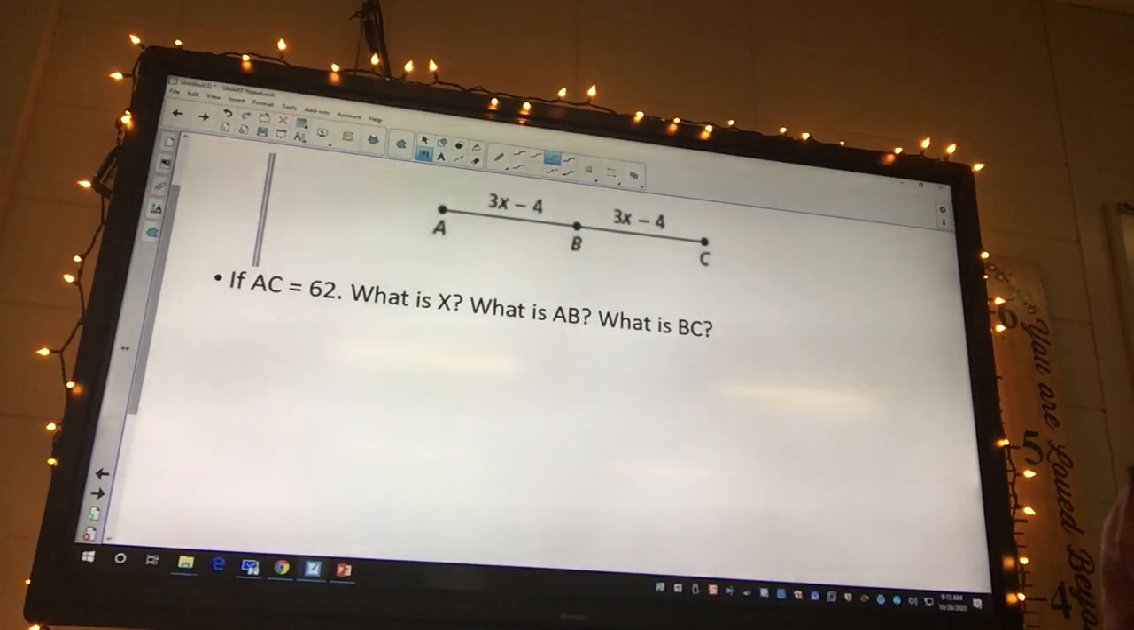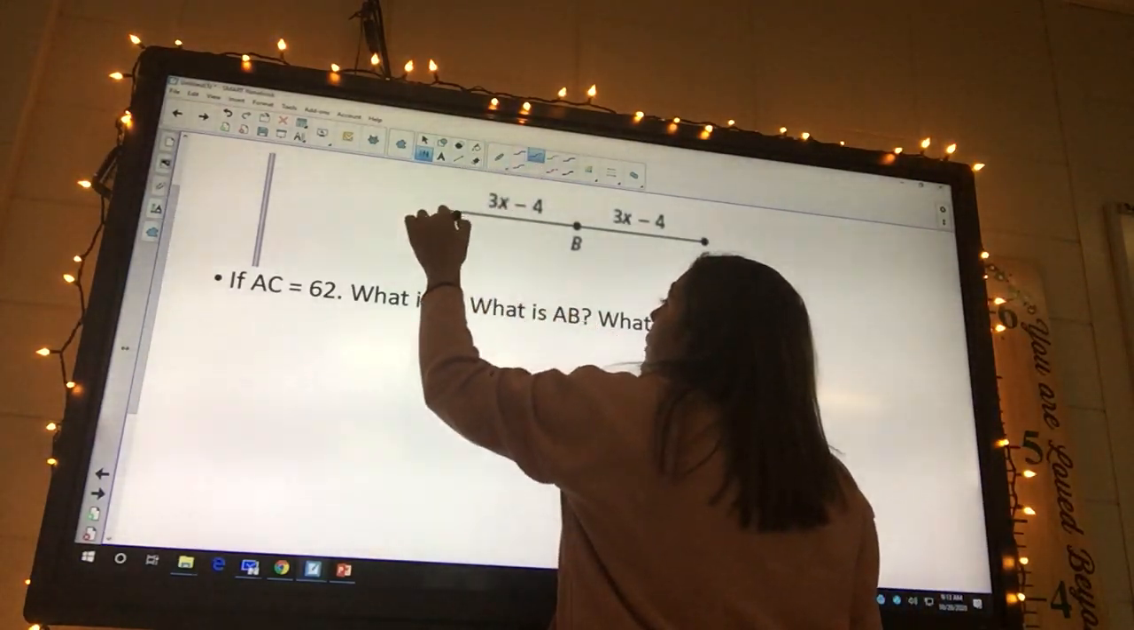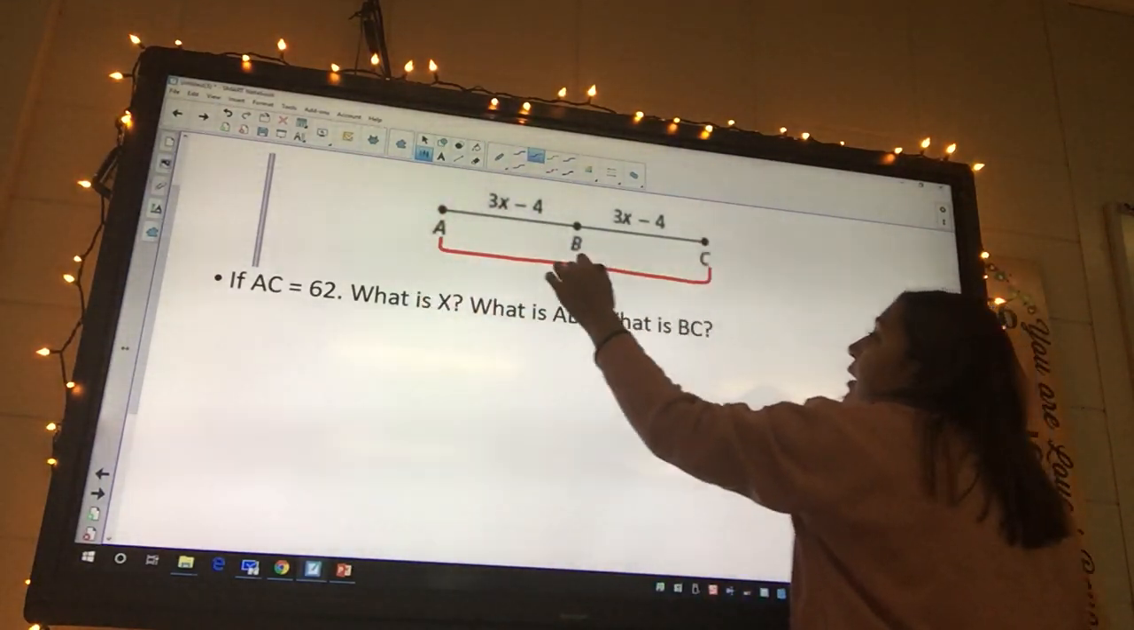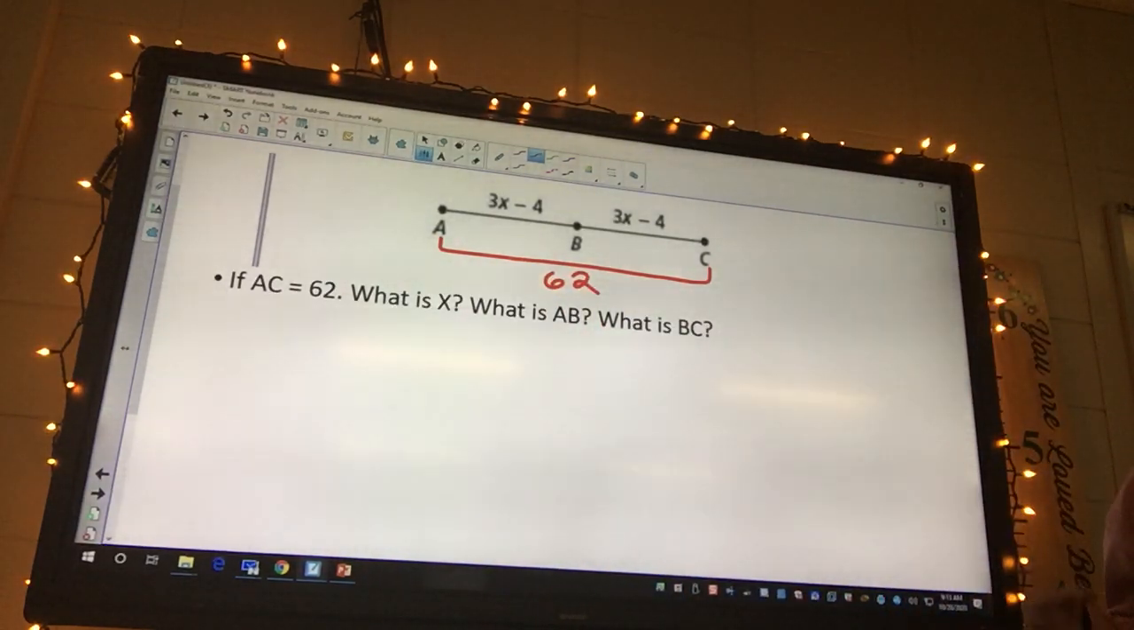If AC equals 62, so we have our line segment A, B, C. AC, it says the entire line segment equals 62. So we can kind of fill some stuff in. We know that this entire line segment equals 62. We want to know what is X. And this one is called the segment addition postulate.